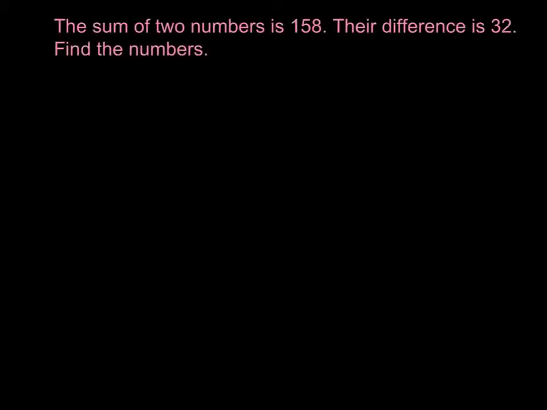In our first example, the sum of two numbers is 158. Their difference is 32. Find the numbers. We first have to come up with two variables.